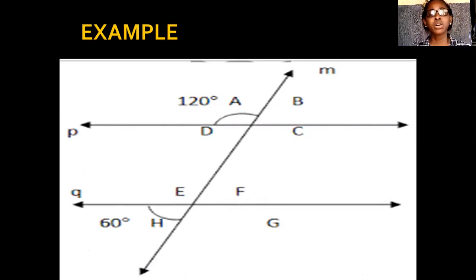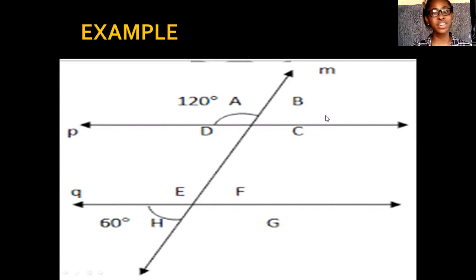From the definitions so far of alternating angles, corresponding angles, and vertically opposite angles, you should be able to find the value of A, B, C, D, E, F, G, and H. We're given that A is equal to 120 degrees. We're also given that H is equal to 60 degrees. For us to find the value of D, let us find the value of B first.